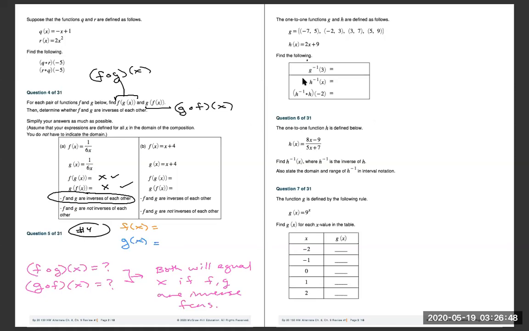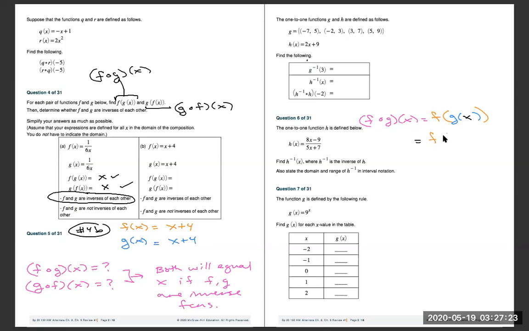So for part B, we have f of x as x plus 4, g of x as x plus 4. You want to test the composite. So f composite g of x, start there. It's going to be f of g of x.